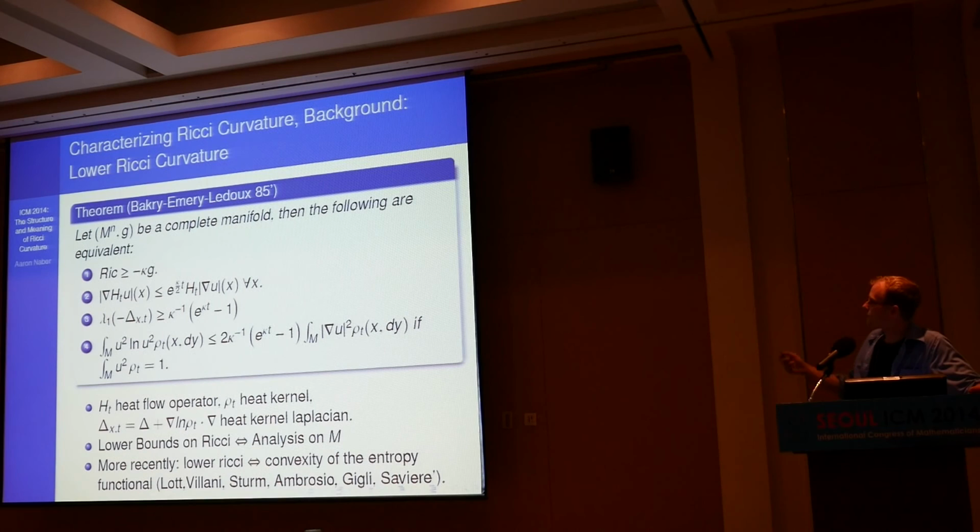Other fun ways, I mean, there are many, many ways of characterizing lower Ricci curvature, but two more that are particularly relevant to the talk and also kind of fun. Another very distinct way of doing it is to look at what's called the heat kernel Laplacian. Take a Riemannian manifold, pick a point and a time, then we have an actual measure on the manifold, just the heat kernel measure. So you can look at the Laplacian with respect to that. That is to say, you look at the divergence of the gradient, but you take the divergence with respect to the heat kernel measure, and in coordinates it looks like that.